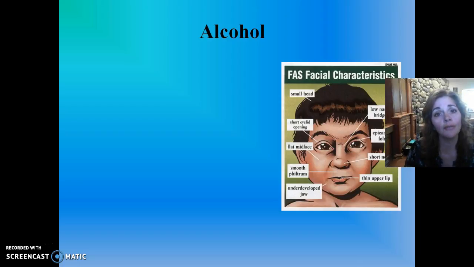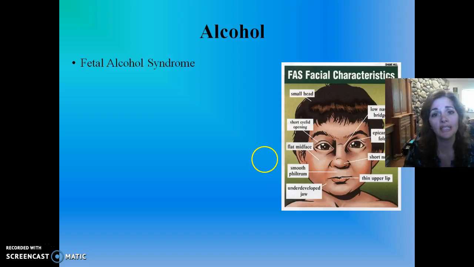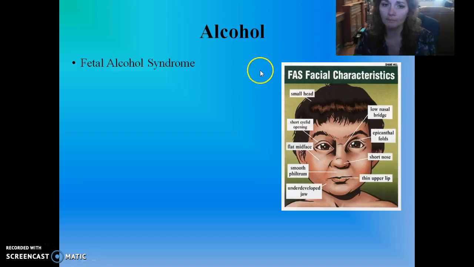Alcohol is another, the second most common, sadly, teratogen in the developed countries. So the wealthiest nations are exposing their babies to two fully preventable things, and that's smoking and alcohol. Alcohol is largely associated with fetal alcohol syndrome.